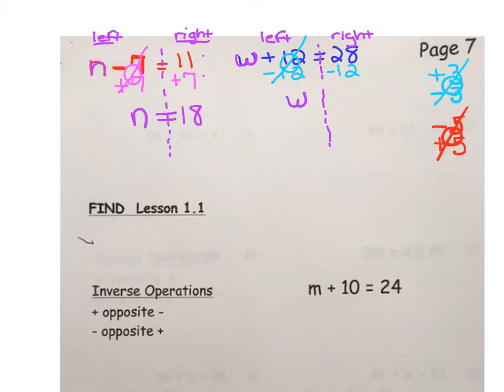The W is alone. Clean up the right side of the equation by taking 28 minus 12. You get a value of 16. W equals 16. You've solved your one-step equation. Let's take a look at some of the problems at the bottom of the page.